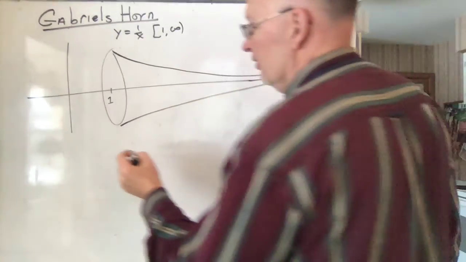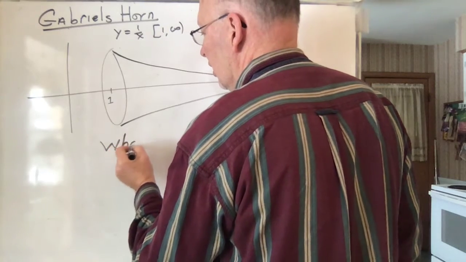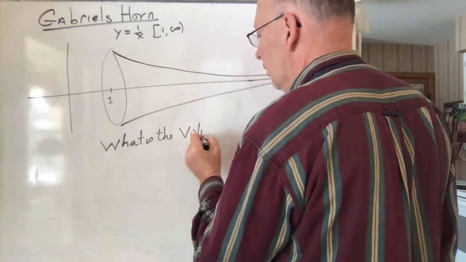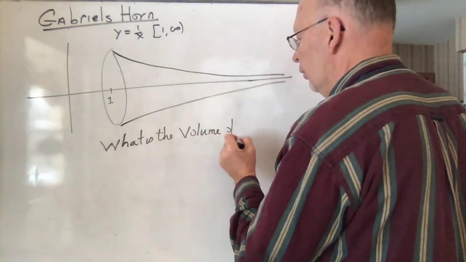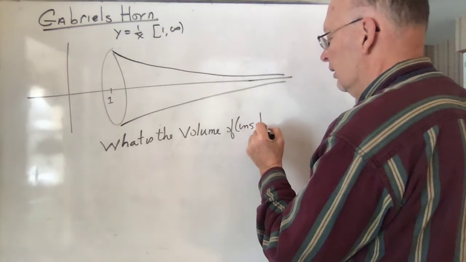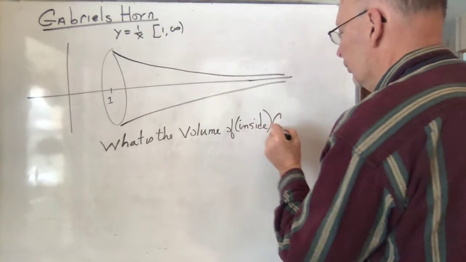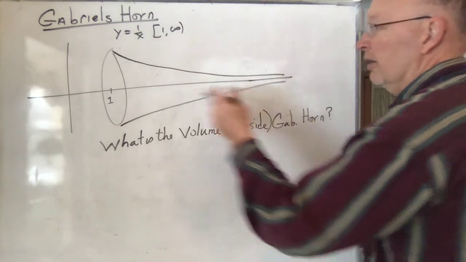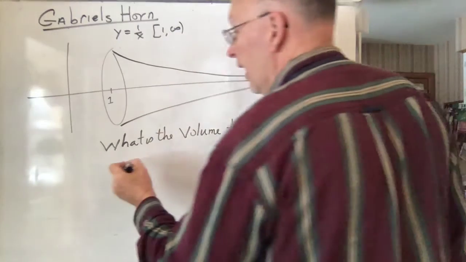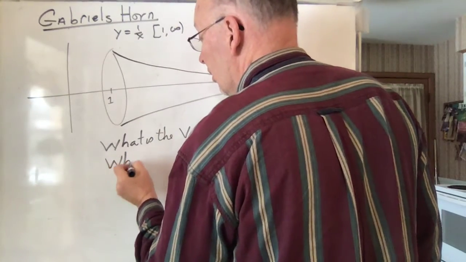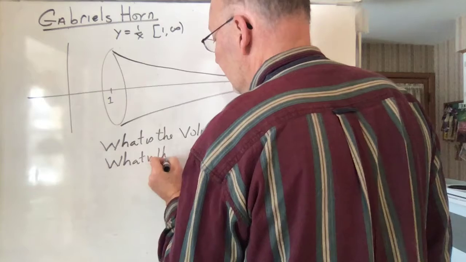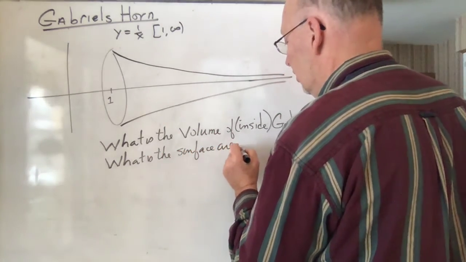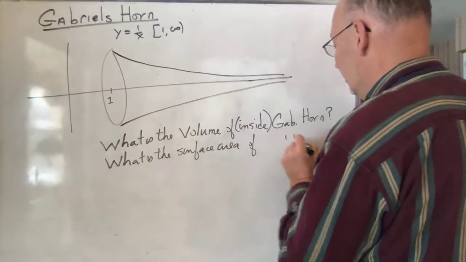So the question is, what is the volume of, or inside, however you want to think about it, Gabriel's horn? Okay, all that stuff going all the way out. And secondly, what is the surface area of Gabriel's horn?